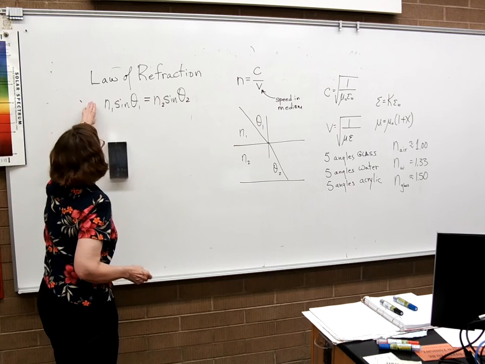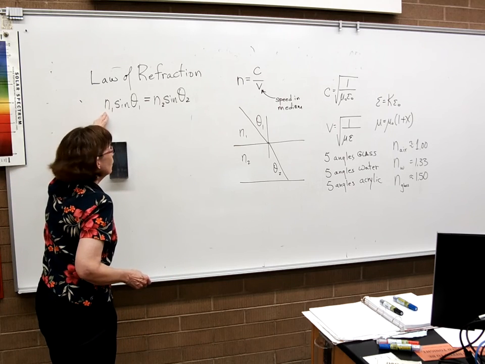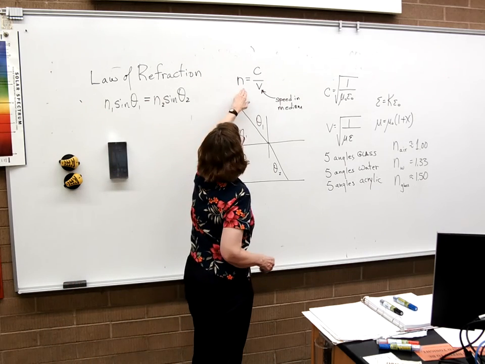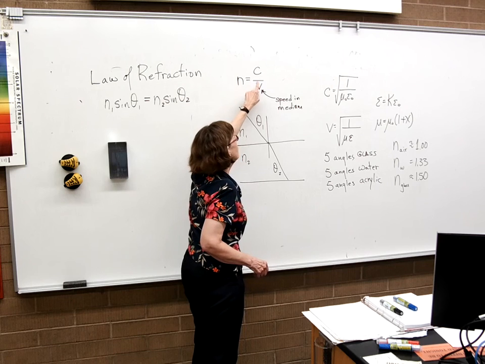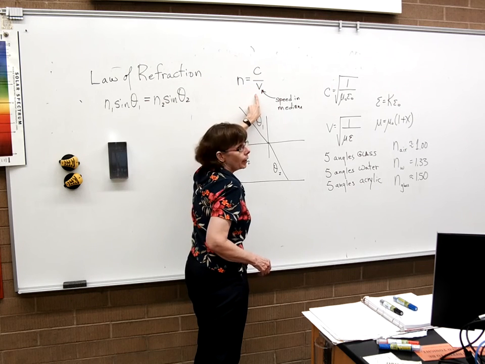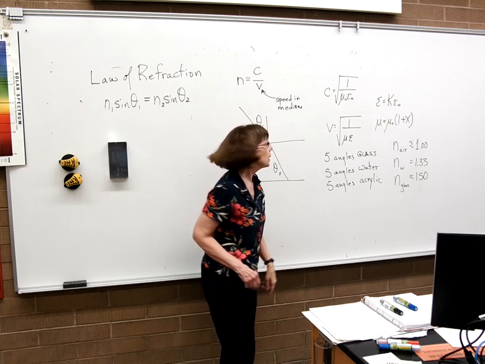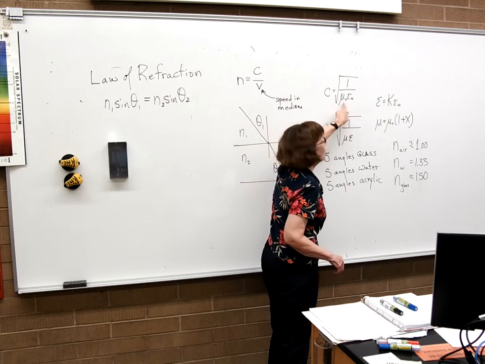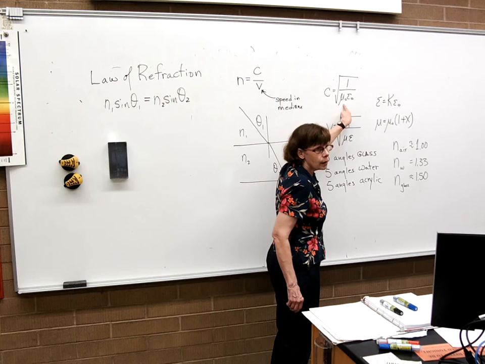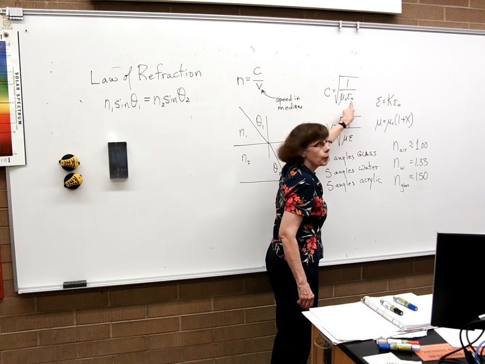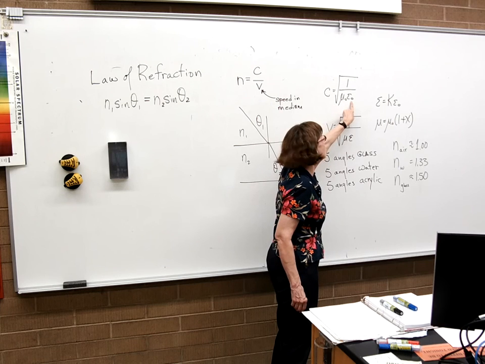So the law of refraction states that N1, which is the refractive index, is going to be a function of the speed of light in a vacuum divided by the speed of light in a medium. The speed of light in a vacuum is a function of the permeability of free space, the ability of a vacuum to hold a magnetic field, and the permittivity of free space, the ability of a vacuum to hold an electric field.